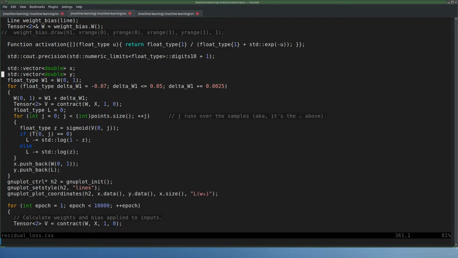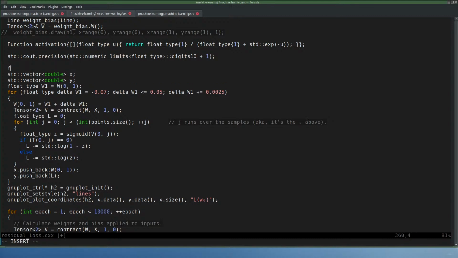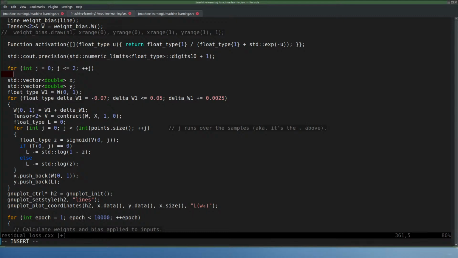Well, you make a for loop. Int j equals 0. J less than or equal to plus j. I'm using j already, damn it. Okay, I'm just going to change this j to s because that's what it is. Fuck the scaling factor.